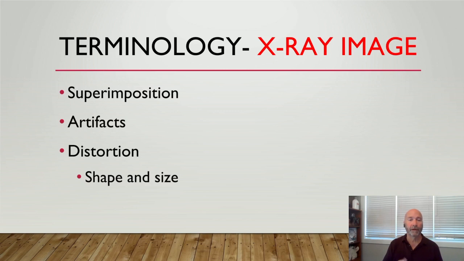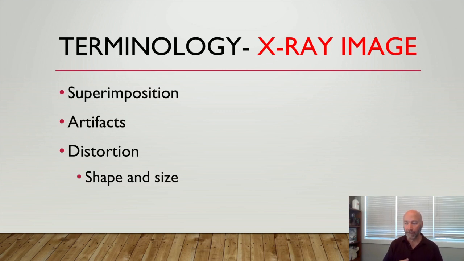In distortion, we have two different types of distortion. One is shape distortion, one is size distortion. I described what causes size distortion earlier, and that is if your OID, object to image receptor distance, is increased, then you're going to get a little bit of magnification. That's what you refer to as size distortion.